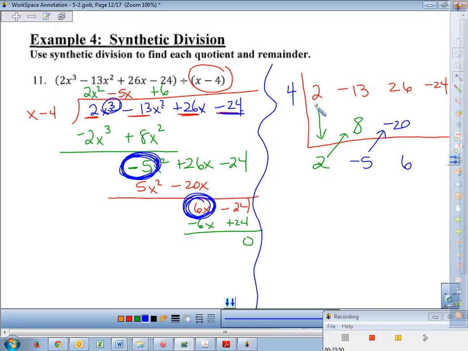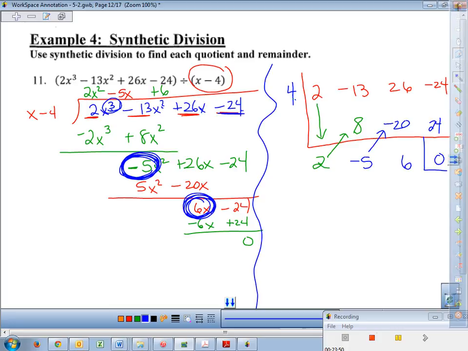Then you do another multiply trick. 4 times 6 is how much? 24. That goes right here. And you add them together, and what do you get? 0. Then you throw a box around it like that. Because what is that thing right there, that 0? What is that part of it? That's our remainder. Every time.